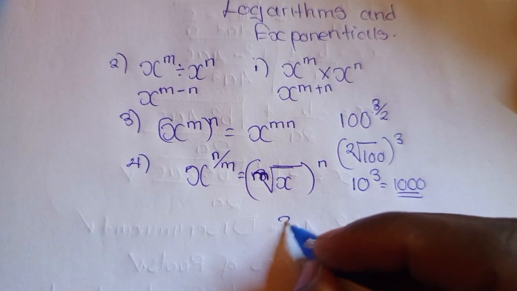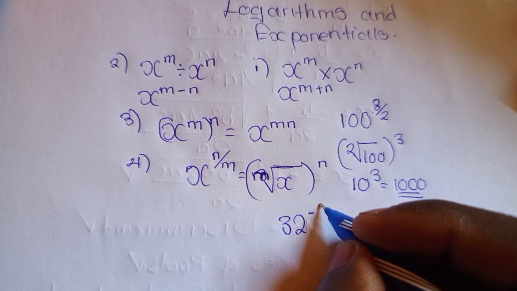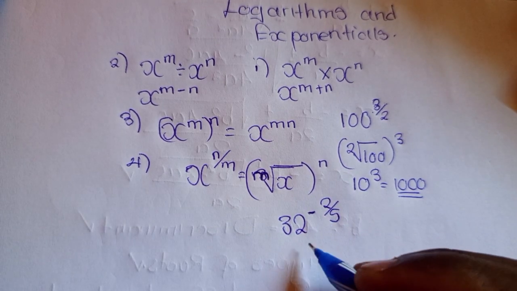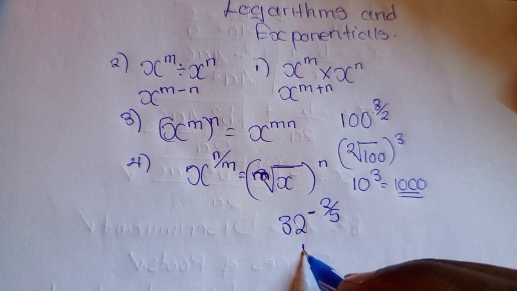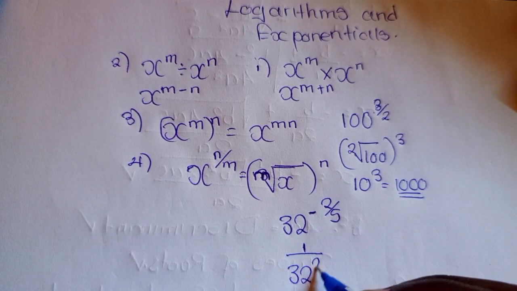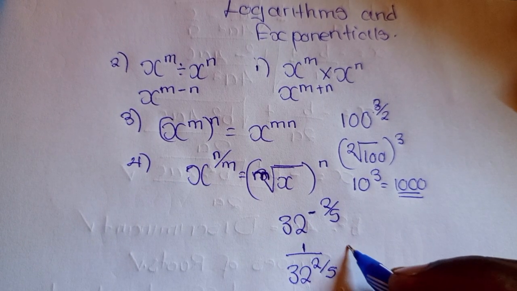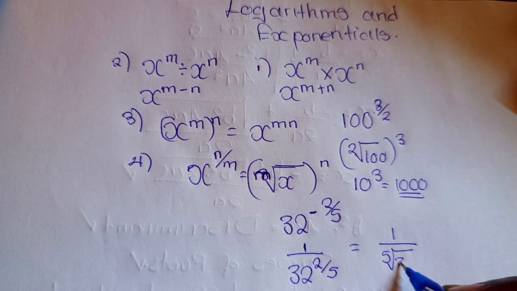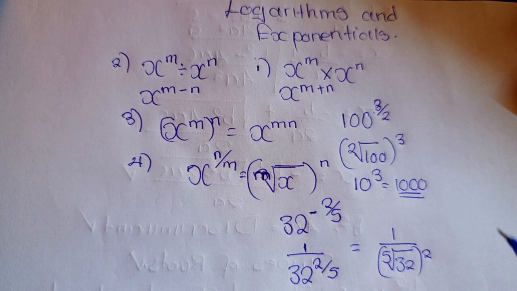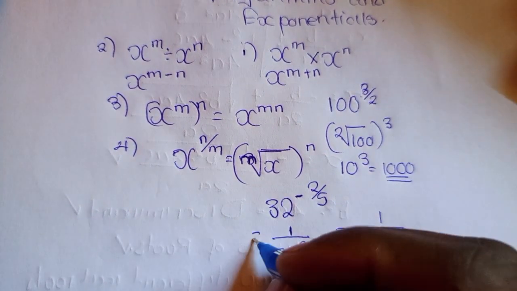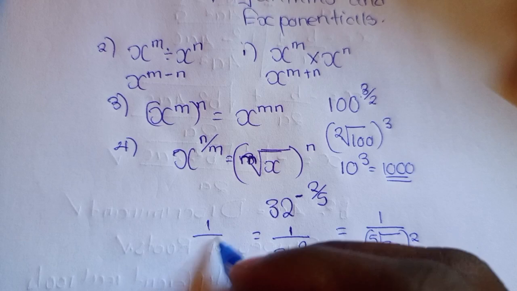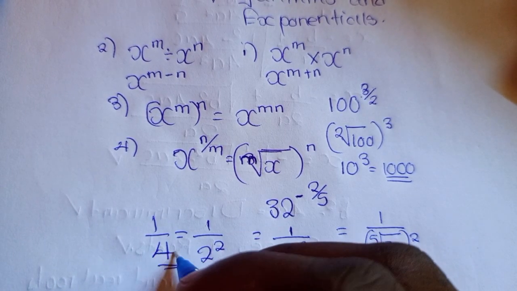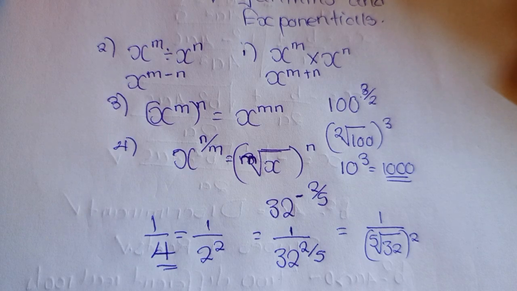We have the other one, which is 32 to the power negative 2 over 5. For you to remove this negative, you will say 1 over 32 to the power 2 over 5, which will become 1 over the fifth root of 32 to the power 2. And we know for sure that the fifth root of 32 is basically 2, and 2 to the power 2 is 4, so the answer is 1 over 4. So this is how you solve such kind of questions.